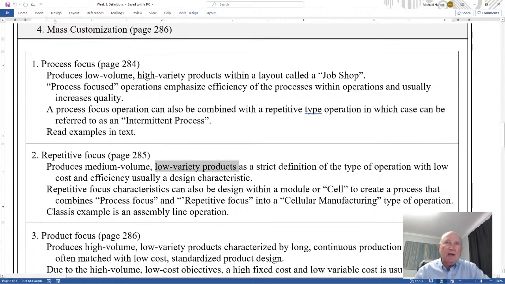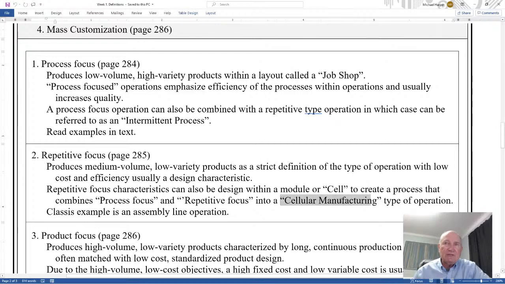A job shop is high variety. In other words, it can make a lot of different products, whether an automobile comes into the mechanic, or a truck or a bus. This is lower variety because it's repetitive. We're doing the same thing over and over again, so you can't do the same thing for every product. So it's low variety. Repetitive focus characteristics can also be designed within a module called a cell, to create a process that combines process focus and repetitive focus into a cellular manufacturing type of operation.